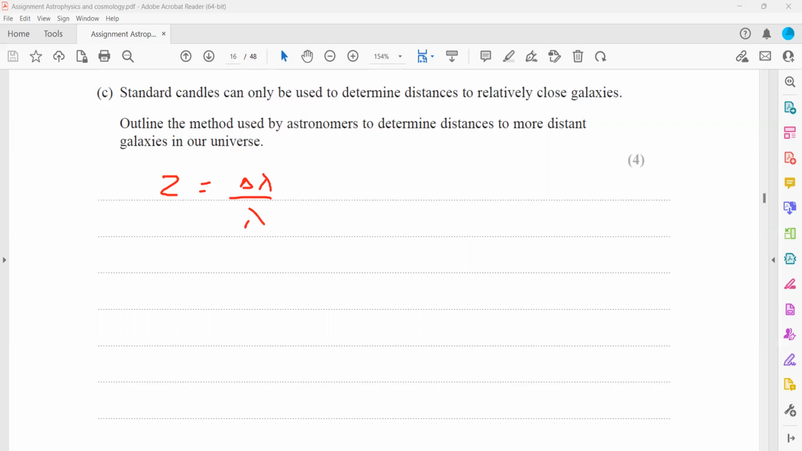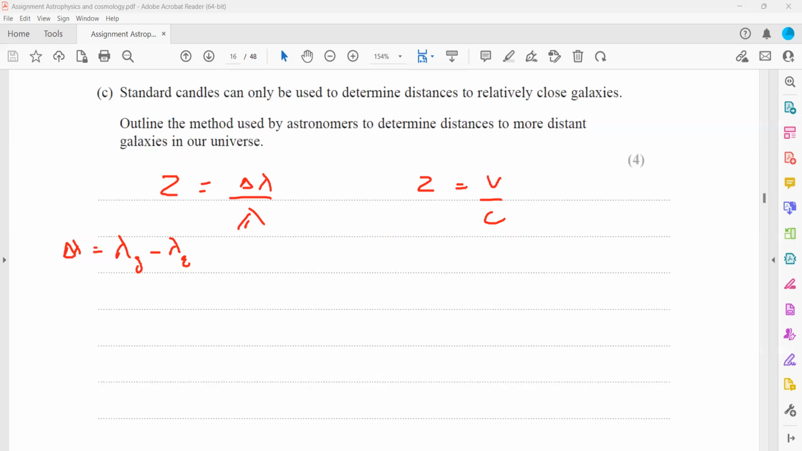After working this out, we observe the galaxy and find the composition of the galaxy. We compare the wavelength we receive from the galaxy with the wavelength of the same element on Earth, and using that we work out the change in wavelength. It might be an increase or decrease. Divided by the original wavelength, we work out the Doppler shift. Using the Doppler shift, we work out the speed at which that galaxy is moving.